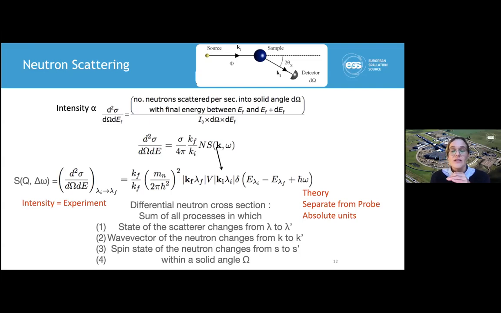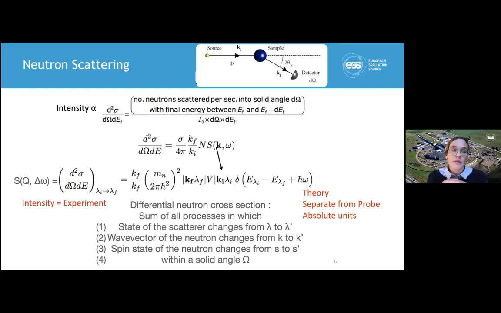So the processes, it's a shame I can't point to it, but the processes are: the state of the scatterer changes from lambda to lambda dash, the wave vector spatial direction changes from k to k dash, and the spin state of the neutron changes from s to s dash if there's a magnetic contribution. And this is all within a solid angle.